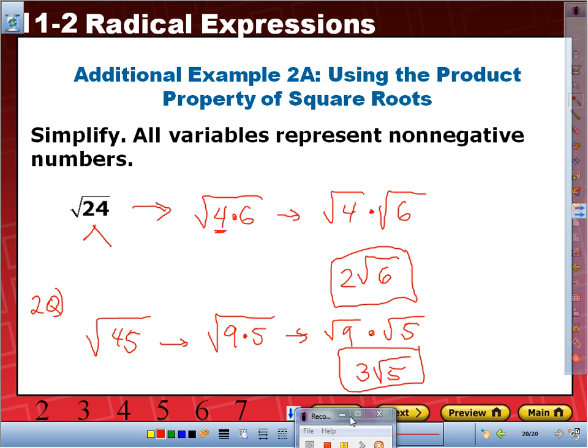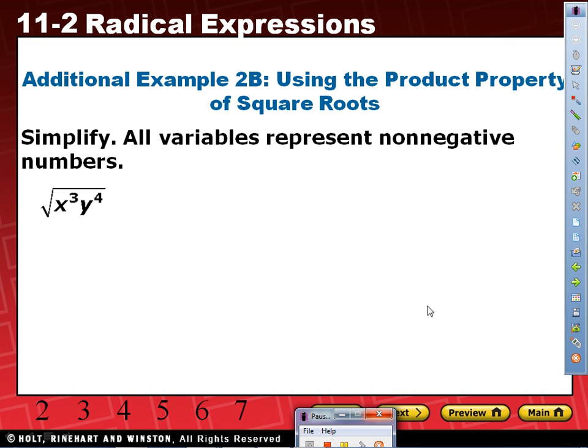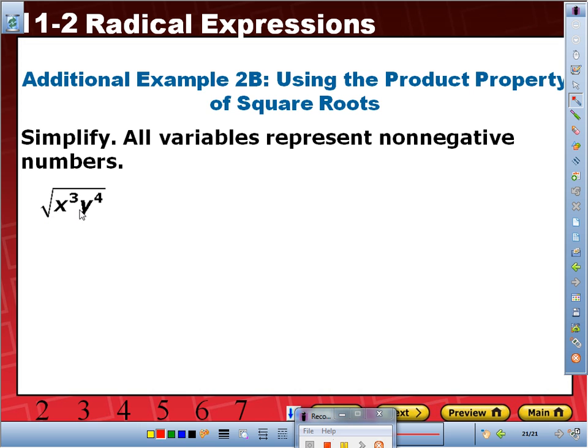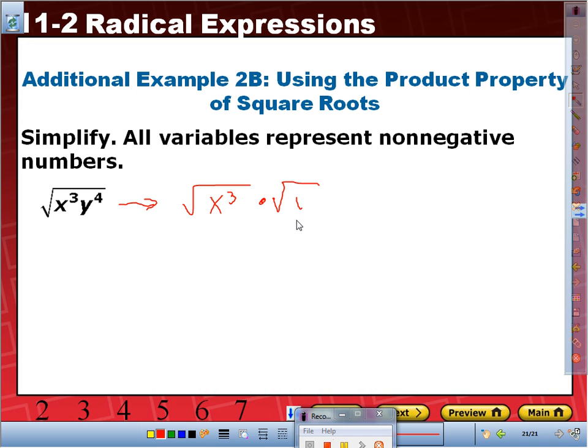All right. So with that said, copy this next one down, please. Example 2B. Just write simplify and copy this down, please. We need to use the same property. Here it goes. Let's do this one together. Square root of x cubed and y to the 4th. This becomes square root of x cubed times square root of y to the fourth.